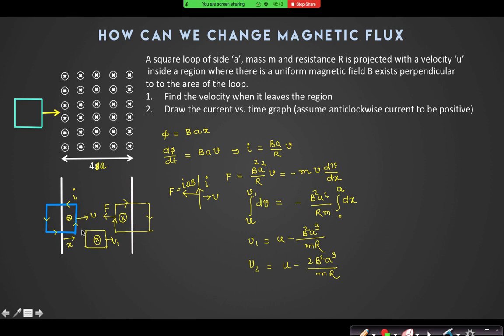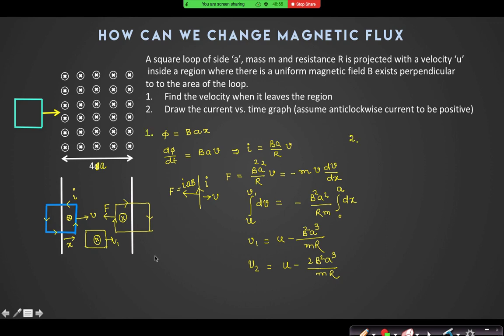And that was my question: if the speed decreases, then where did the energy go? The answer is that energy is dissipated as heat energy. As you know, the magnetic field cannot do any work on that loop. So where did the extra energy go? The extra energy went off as heat in the resistance.